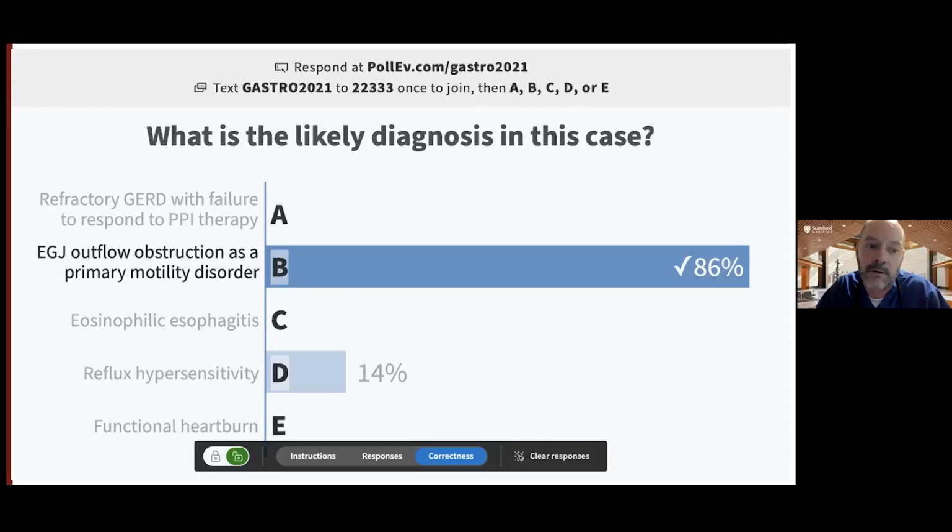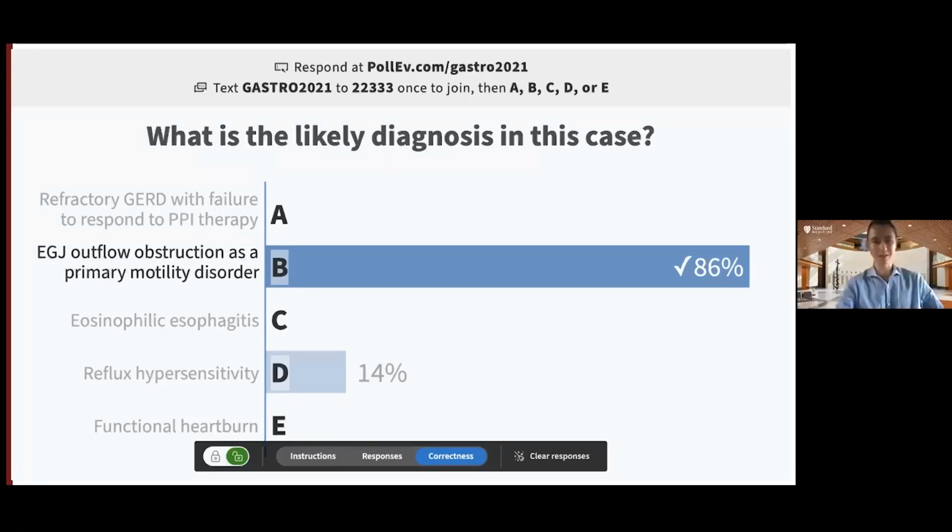GERD would not fit if there's no improvement with acid suppressive therapy. Sometimes we can see some of the pH numbers be a little bit high in outflow obstruction, as well as with achalasia, just because we have stasis in the esophagus there. So that probably explains these findings. We can see outflow obstruction with EOE, but the rest of the stem would point against that. Reflux hypersensitivity, if there's not symptom correlation with acid, becomes less likely. And then functional heartburn may be present, but if there's dysphagia and chest pain, this would meet criteria of outflow obstruction.